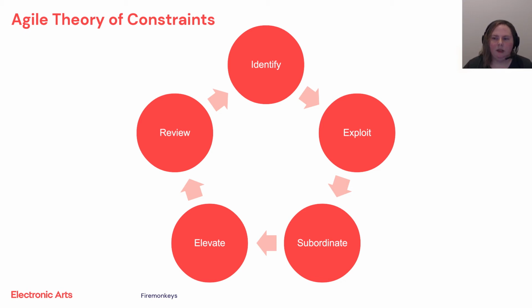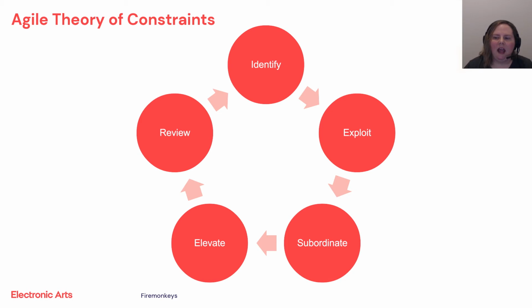Second, exploit the constraint. This involves making sure that you get the most business value you possibly can out of the bottleneck. You may do things like ensure the backlog of items going into the bottleneck is both clear and highly prioritized towards return on investment. This makes sure the bottleneck is always working on the highest business value items.